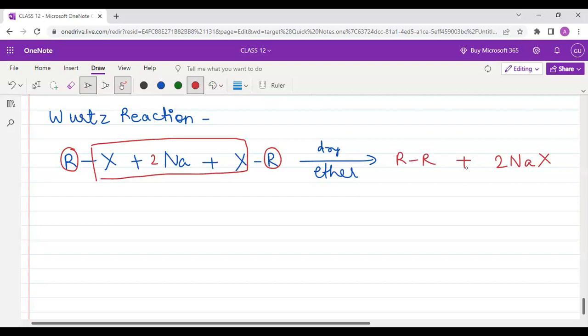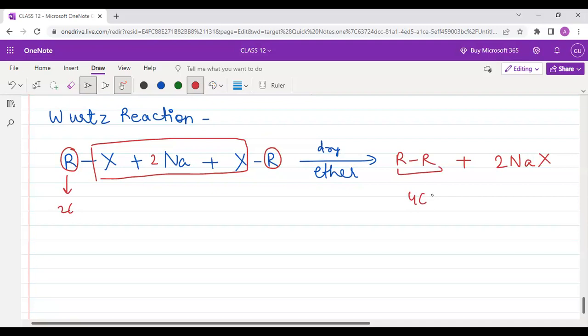So if the alkyl halide has only 2 carbon atoms, this alkane will have 4 carbon atoms, right? Yes. That means the number of carbon atoms is getting doubled in the hydrocarbon. If here it has 2 carbon atoms, now the total will be 4 carbon atoms. So the number of carbon atoms is getting doubled. Is it clear? Yes, ma'am. Okay.